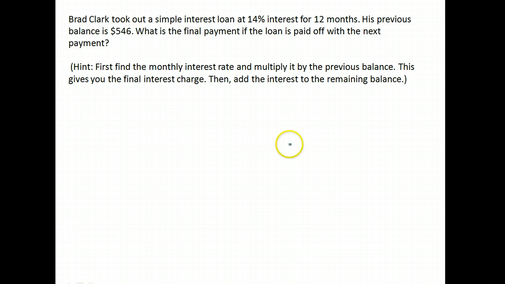All right, here's Brad Clark. He took out a simple interest loan for 14% interest for 12 months. His previous balance was $546. What is the final payment if the loan is paid off with the next payment? Okay, so here's their hint, is to first find the monthly interest rate, multiply it by the previous balance, and this will give you the final interest charge.